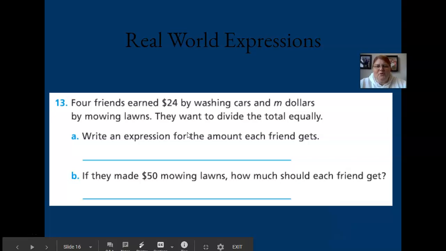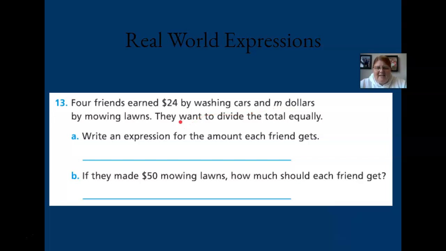So 4 friends earn $24 by washing cars and $M by mowing lawns. They want to divide the total equally. So total tells me I'm going to be adding some numbers. Well, in my brain, I see where the "and" is right here. See, I have a laser pointer. That's cool. Anyway, the "and" is right here, which tells me I need to add. So I'm going to add this 24 and the $M together.